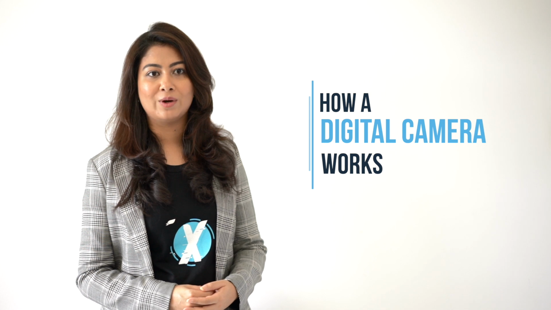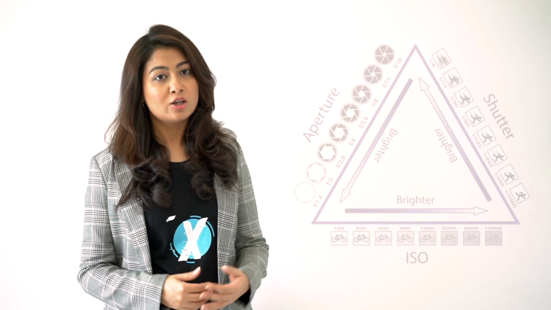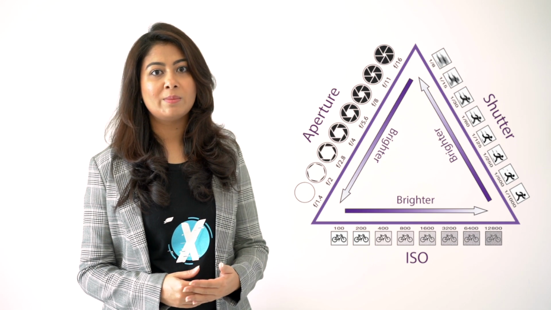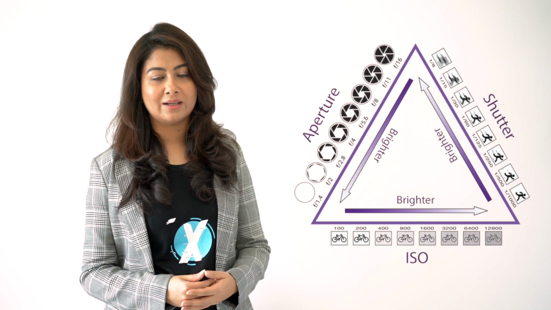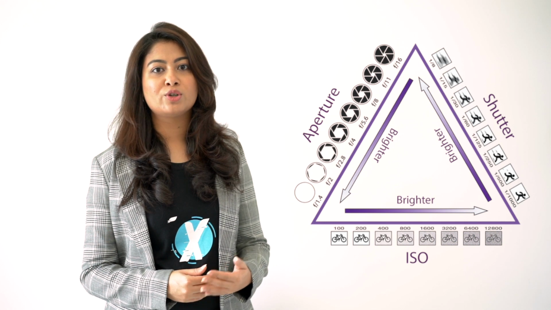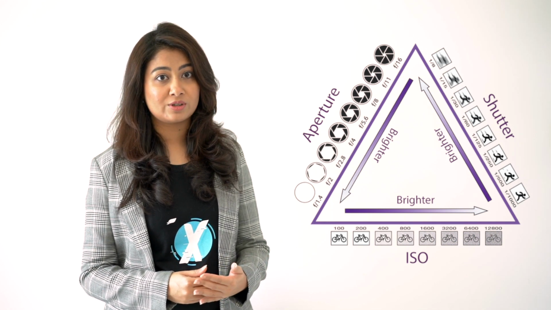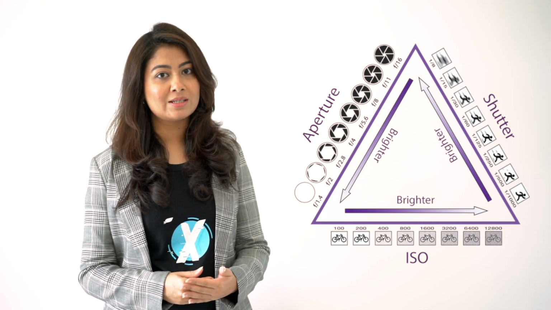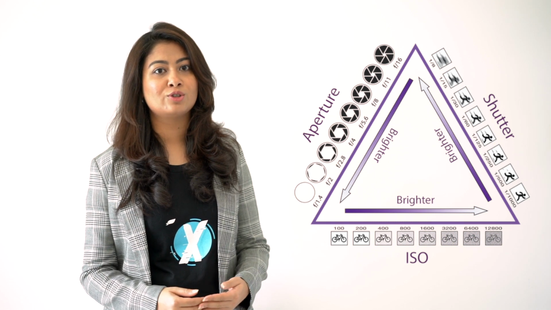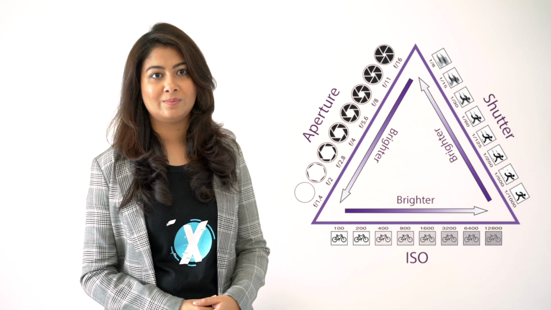In today's topic, we will help you understand the 3 sections that explain how a digital camera works. Now let's discuss the exposure triangle. Shutter speed, aperture and ISO make up the 3 sides of an exposure triangle. They work together to produce a photo that is properly exposed. If one variable changes, at least one of the other must also change to maintain the correct exposure.